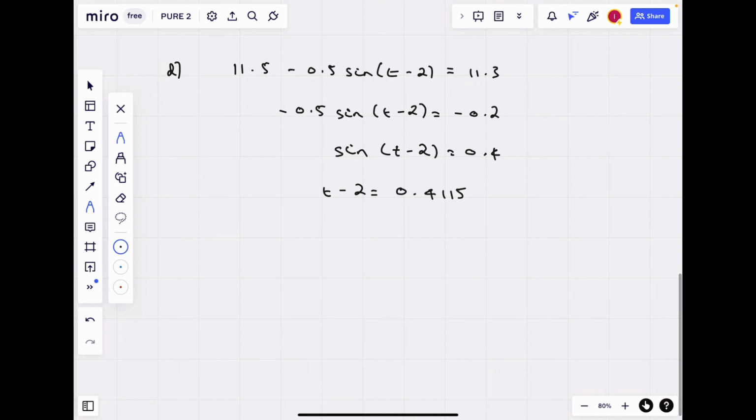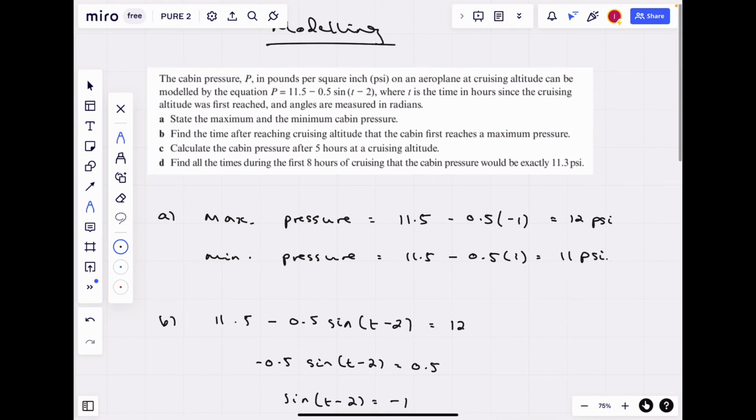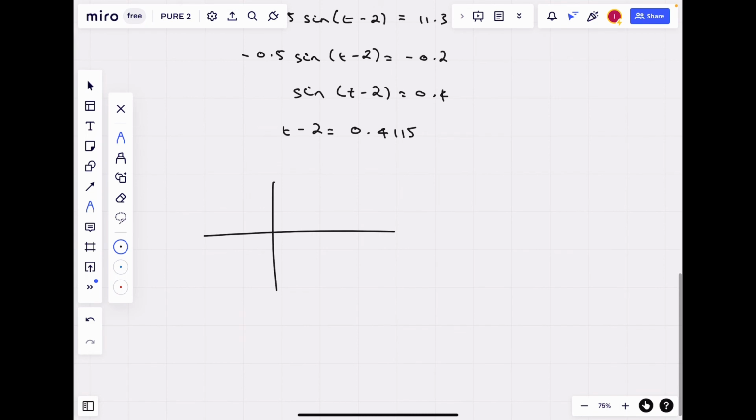And do the CAST diagram, making note of the fact that it says find all the times during the first 8 hours. So your interval is 0 less than or equal to t, less than or equal to 8. Okay, that's in the general question. So when you have t minus 2, you're essentially solving with that interval. Okay, so this is 0.4115.